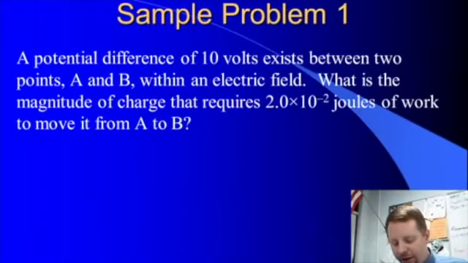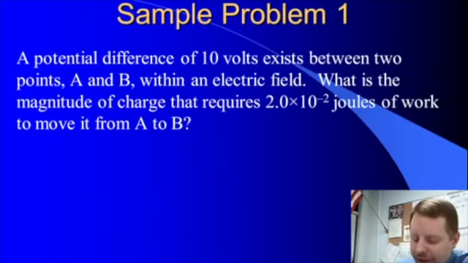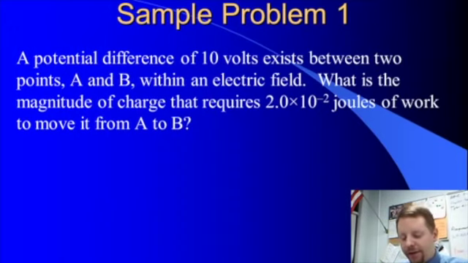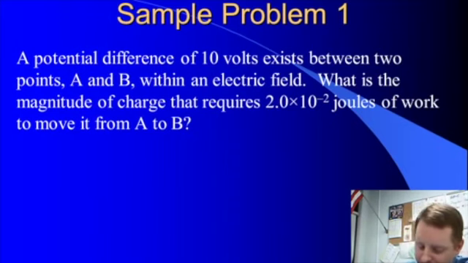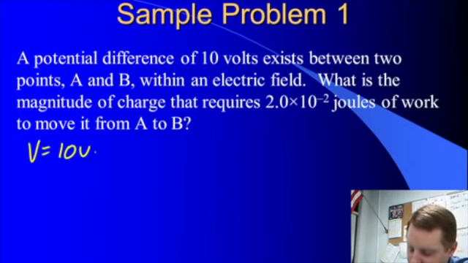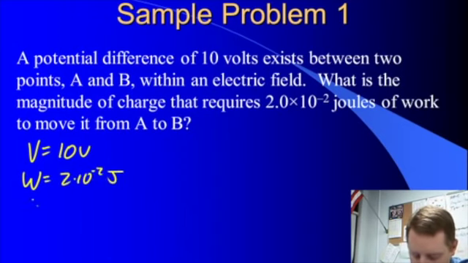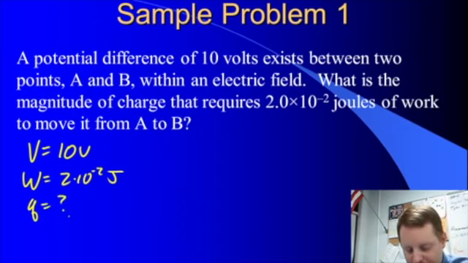So, let's take a look here. If we wanted to apply this, a potential difference of 10 volts exists between 2 points A and B within an electric field. What is the magnitude of the charge that requires 2 times 10 to the minus 2 joules of work to move it from A to B? Well, I'm going to start by writing what I'm given. Potential difference of 10 volts, so V is 10 volts. What is the magnitude of charge that requires 2 times 10 to the minus 2 joules of work? So W, our work, is 2 times 10 to the minus 2 joules, and we're looking for charge.